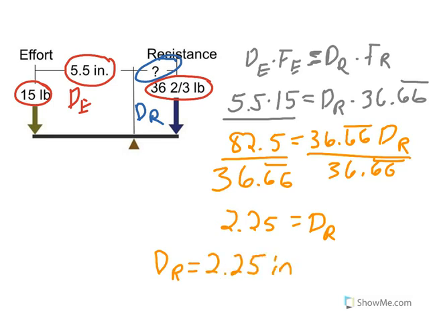We can do moment calculations with any of the 3 types of levers, or any of the 6 total simple machines that we've been dealing with. We do them in the exact same fashion, with the exact same formula that we use for the first class lever.